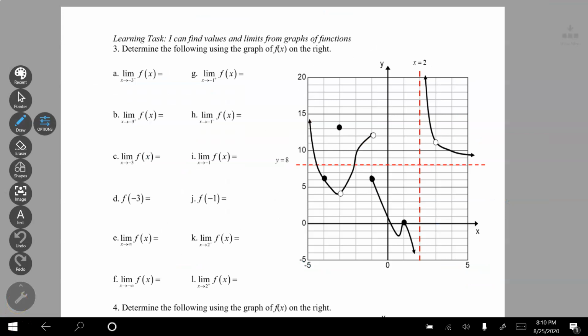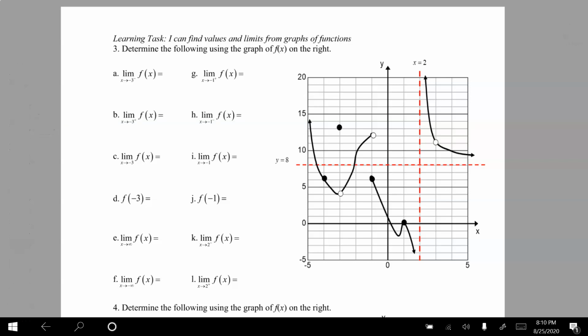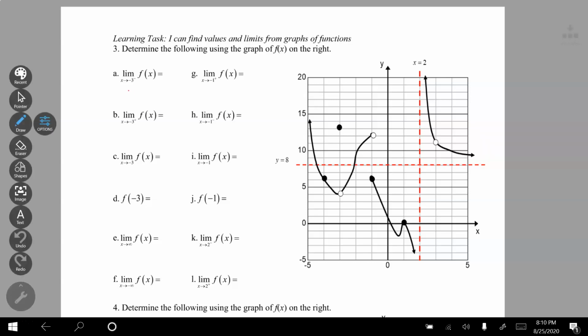So we're going to use this graph to do all these limits. Remember, limits are y values. It tells you what x to go to, and your result is a y value, or it could be a DNE.